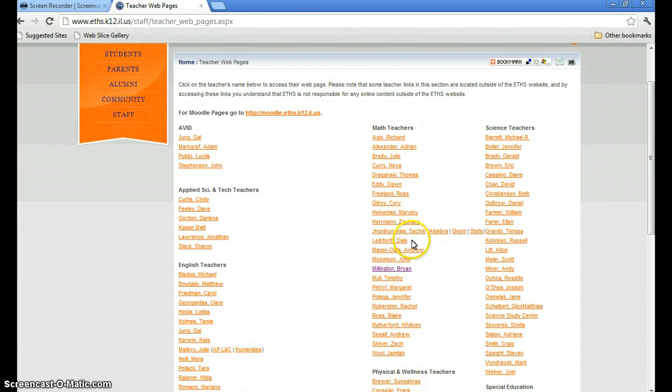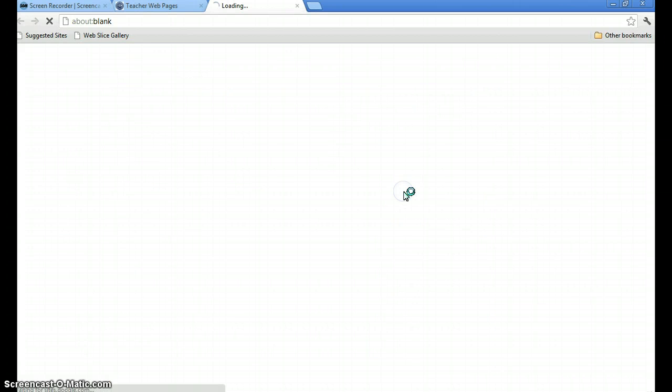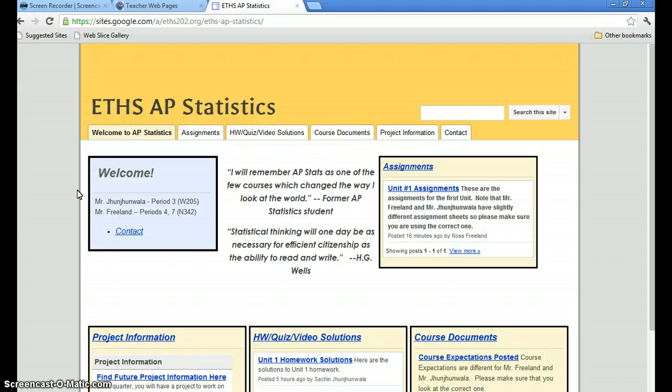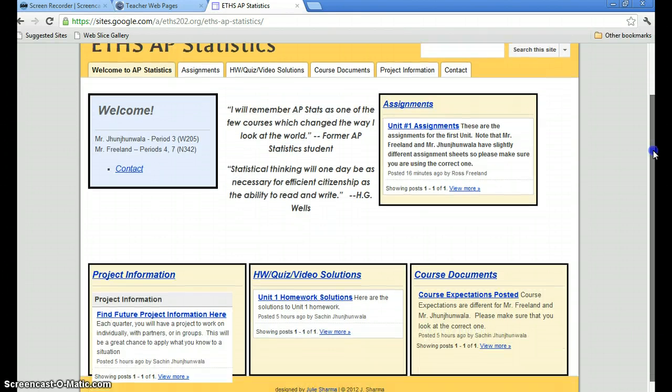I'm Mr. Freeland or Mr. Junjawala. And you can see Mr. Junjawala actually has a link directly to the stats page. I will go to my name, and there's my beautiful website. And I will click on AP Statistics, and there's the website. You can see that there's lots of information here that hopefully you will use.